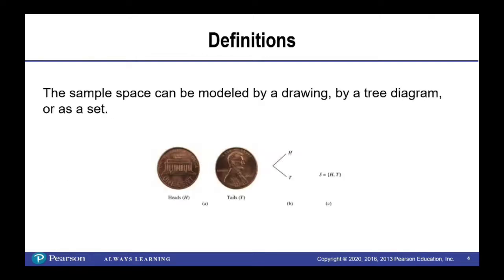We can represent our sample space in three different ways. First, we have a drawing. That's figure A. In figure B, we have a tree diagram. And in figure C, we have a set. Now, if you've taken real number system, you should remember that a set is listed with the funny braces. If you haven't taken real number system, now you know. Sets are listed with the wavy braces around them.